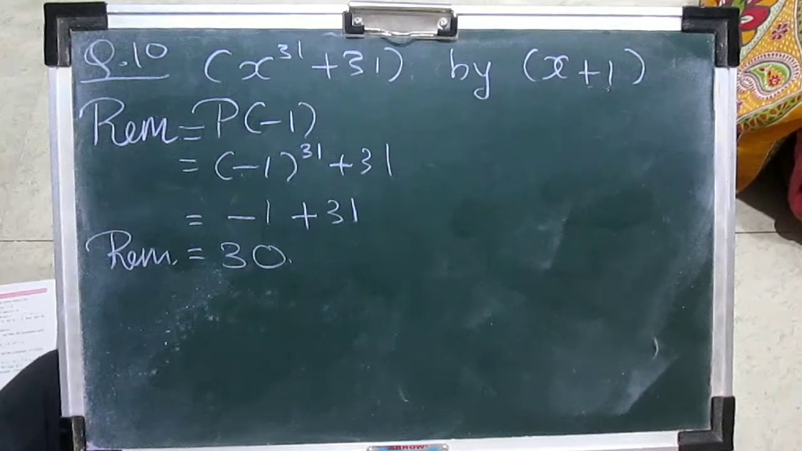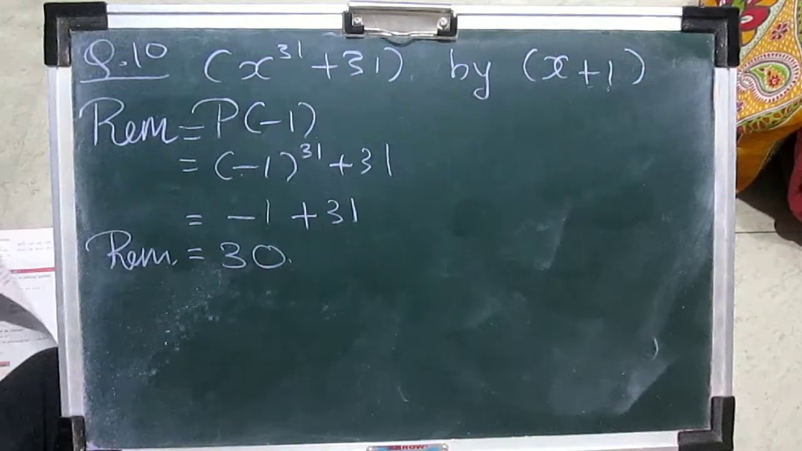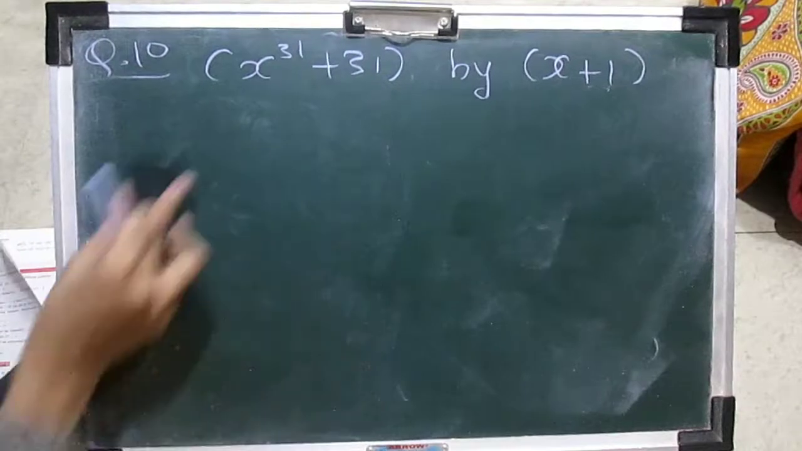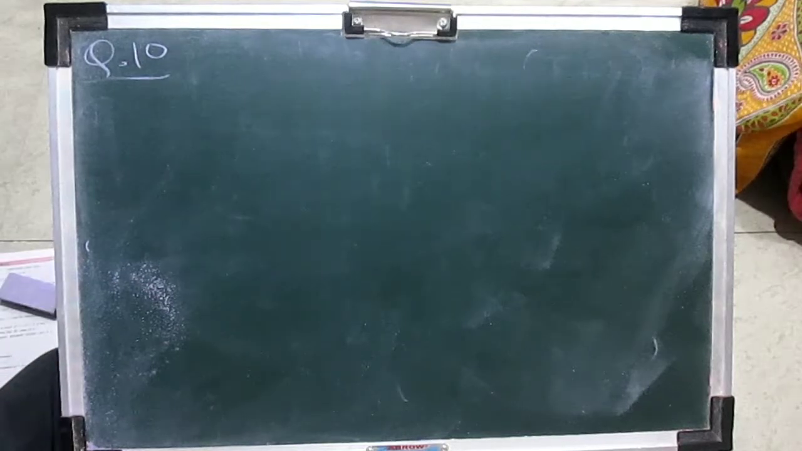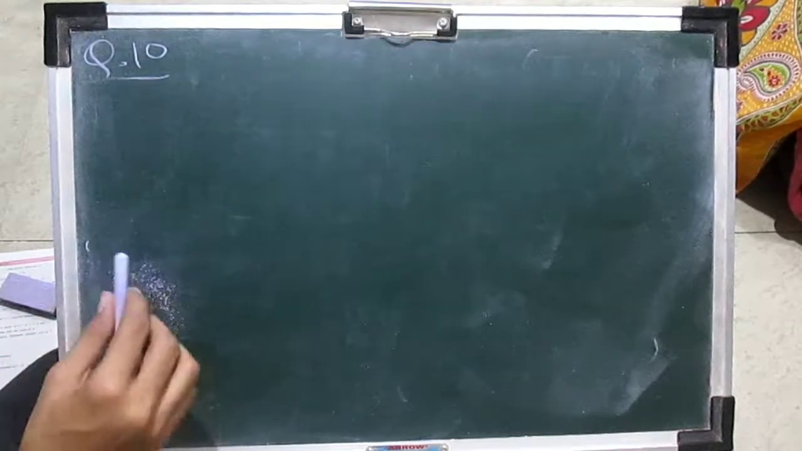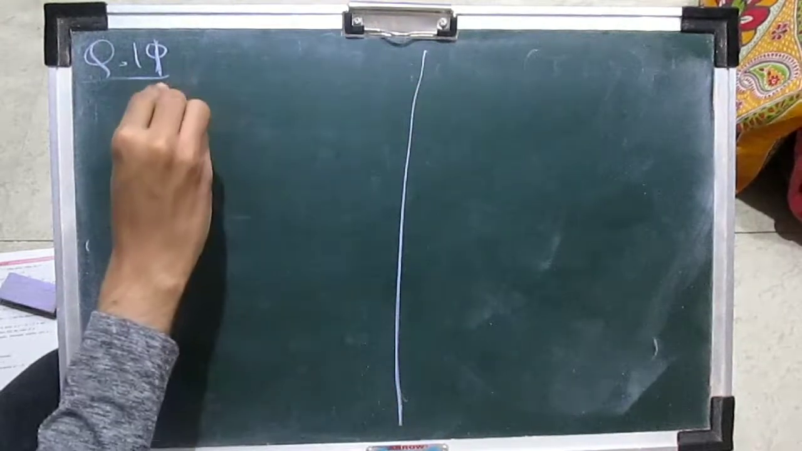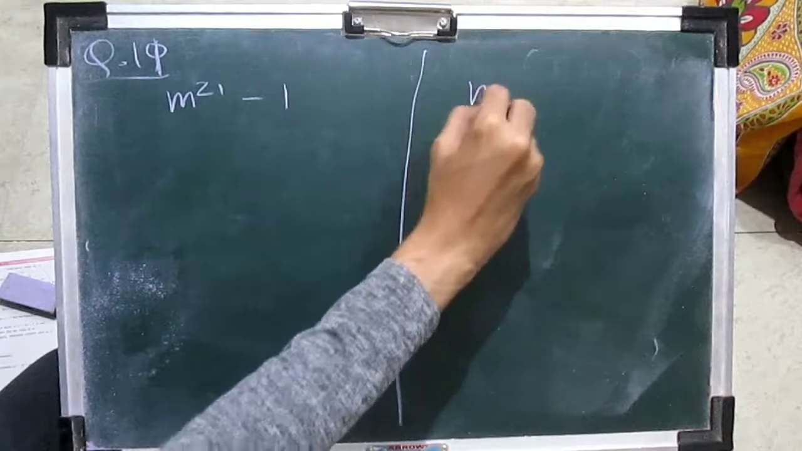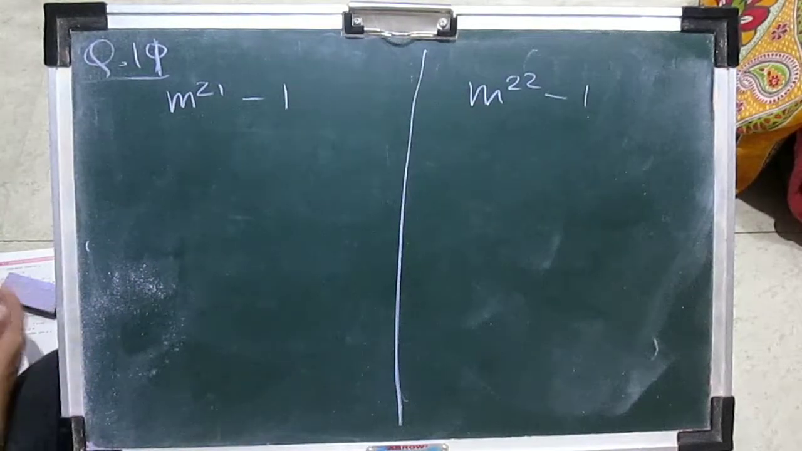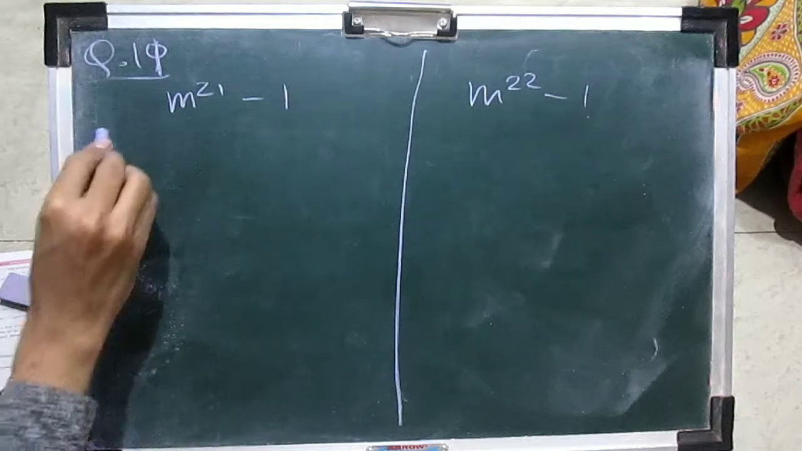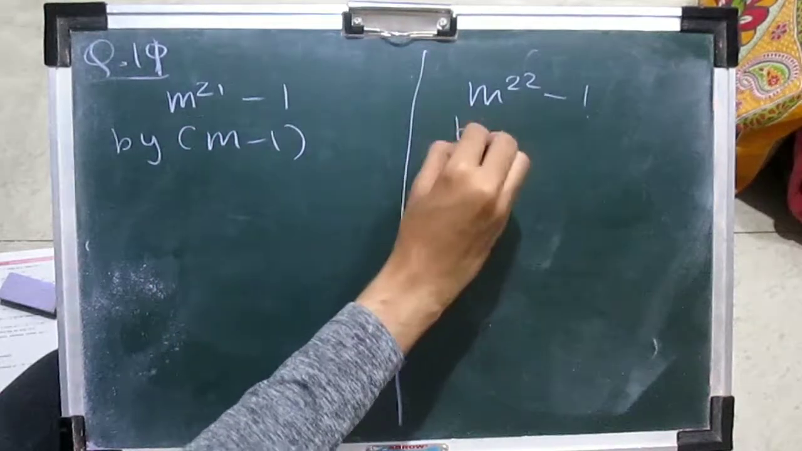Which one should we do next? Question number 11. Show that m minus 1 is a factor of both of them. We'll go for question number 11, because they are asking whether it is a factor or not. So the polynomials, I'll write over here: m raised to 21 minus 1 and m raised to 22 minus 1. We want to show m minus 1 is a factor. It will be a factor if the remainder is 0. So it is divided by m minus 1, and it is also divided by m minus 1.